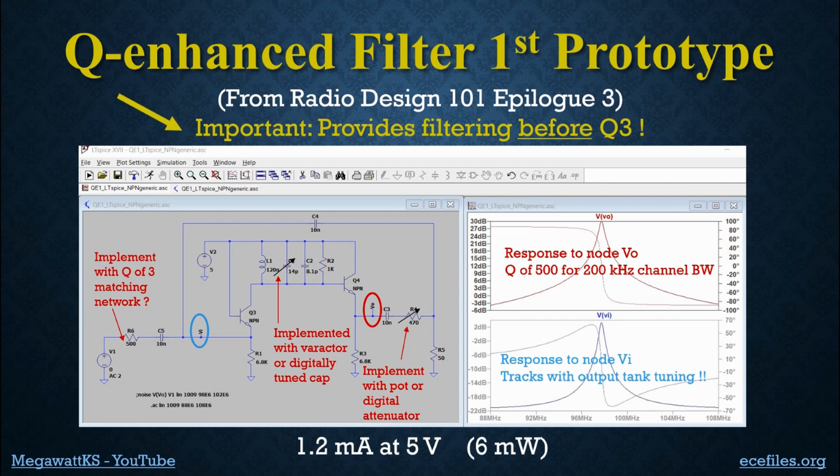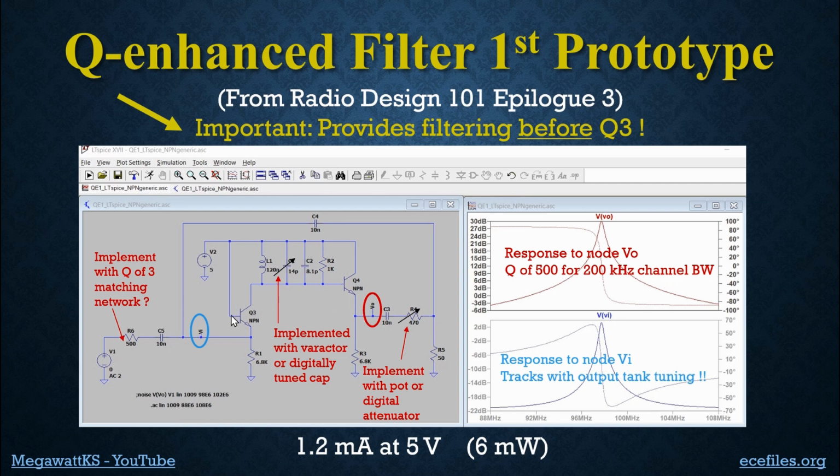So let's start with our first prototype. Good place to start, right? This was actually shown in Epilogue 3 of the Radio Design 101 series, and it's an amplifier pretty much like the one that we just talked about. This is a common base stage, and this is a common collector or emitter-follower buffer stage.